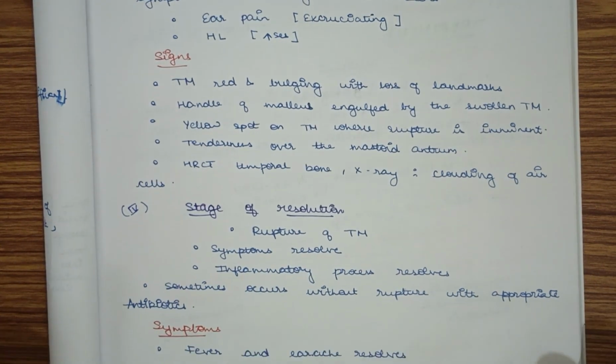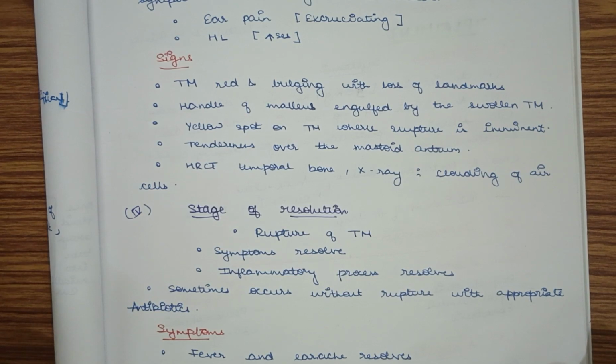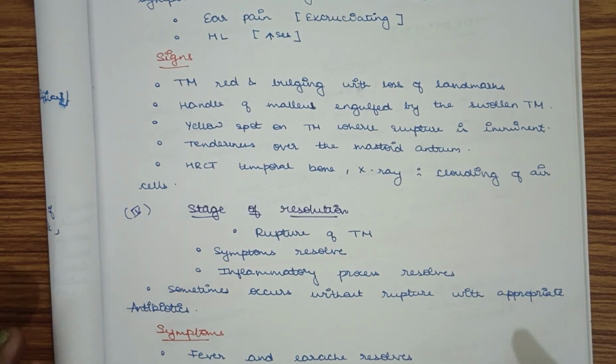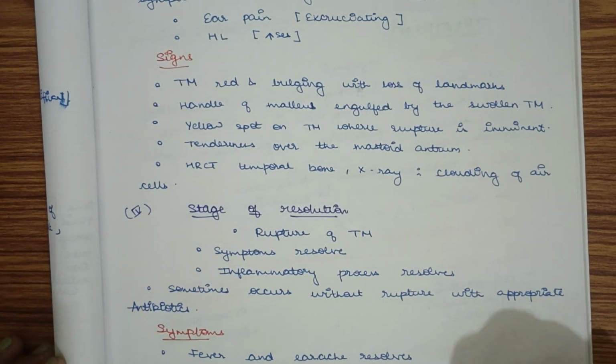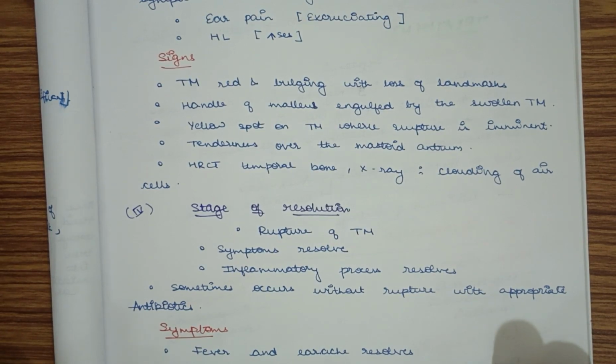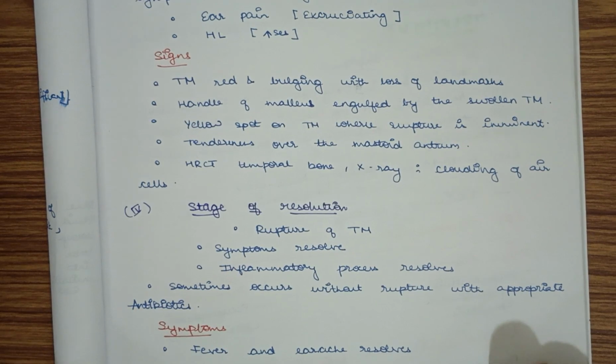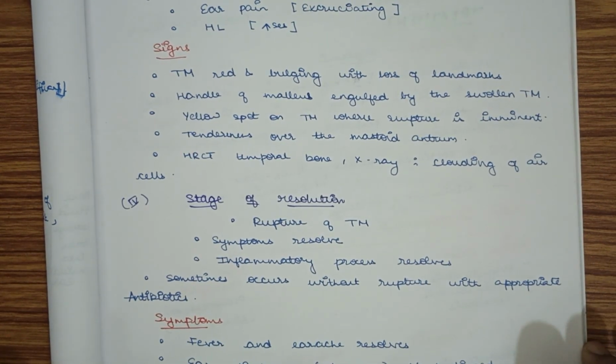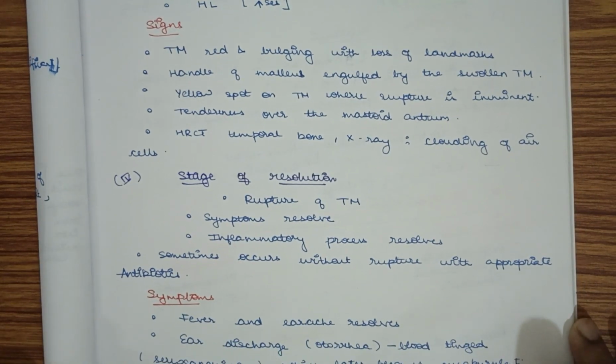The signs: the tympanic membrane will become red and bulging with loss of landmarks of the tympanic membrane. The tympanic membrane will be so much enlarged and bulging such that it will engulf the handle of malleus. There'll be a yellow spot on the tympanic membrane where the rupture is imminent. Tenderness over the mastoid antrum may be seen if the mastoid air cells are involved. The HRCT temporal bone and X-ray of the mastoid reveal clouding of air cells in the mastoid.